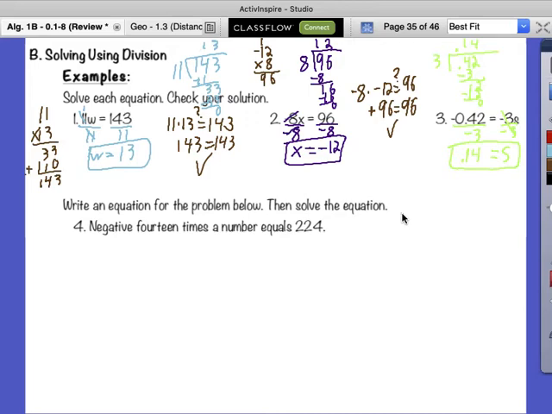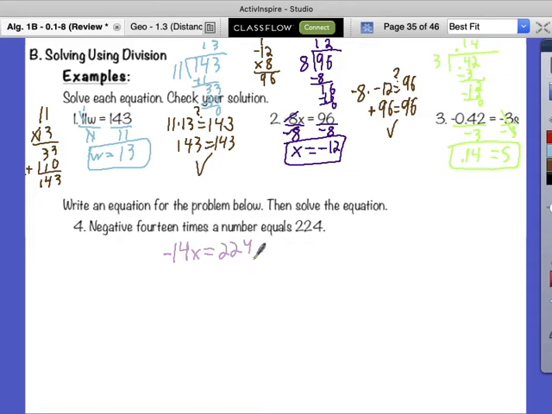Negative 14 times the number equals 224. Okay, what's our equation for this one, Maddie? 14x equals 224. Okay, one slight adjustment, it's negative 14, right? Do we have to use x? No. Lainey, what did you use? A. Did you still do okay? Yeah. Okay, yeah, it didn't affect it.